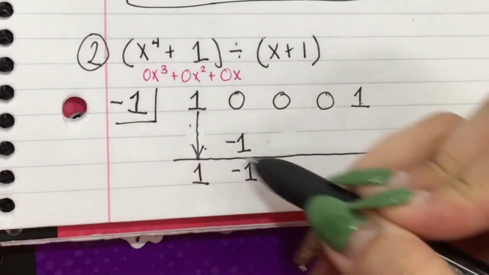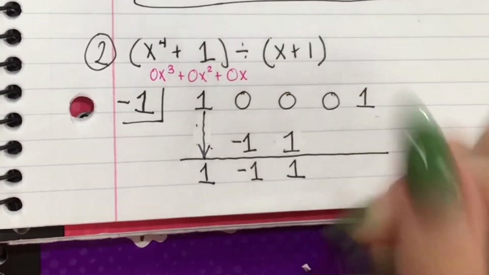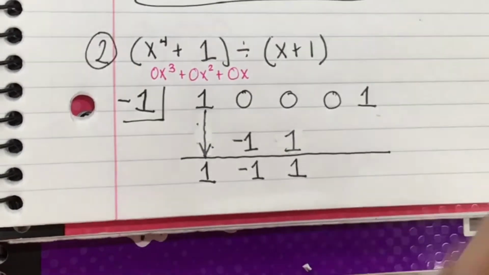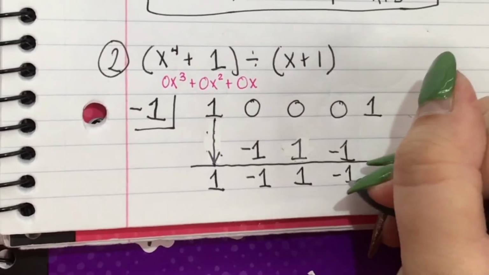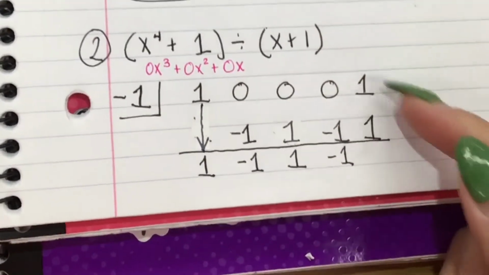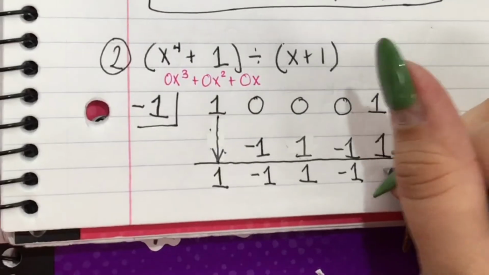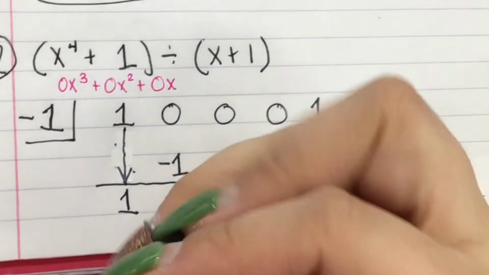Multiply again and we get a positive 1. Negative 1 times negative 1 is positive 1. Add down and we get 1. Negative 1 times 1 is negative 1. Add down again, you get negative 1. And then finally, negative 1 times negative 1 is positive 1. You add down and you get 2. So if you didn't put in those dummy zeros, you wouldn't get all of these coefficients.